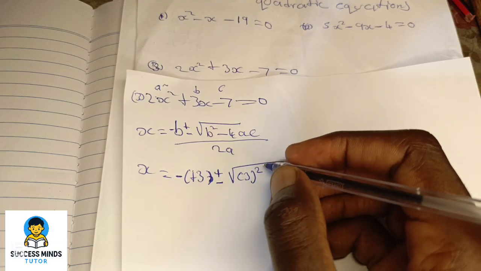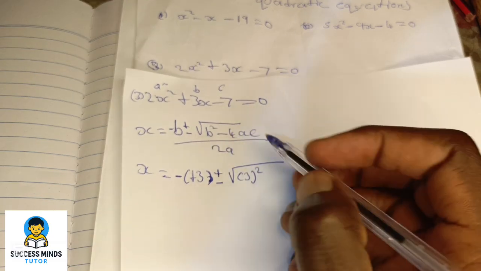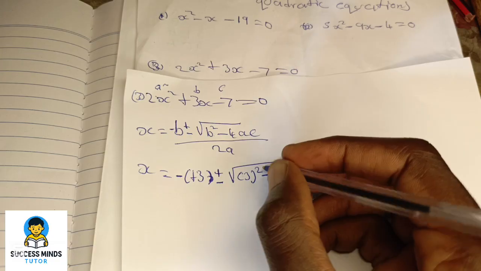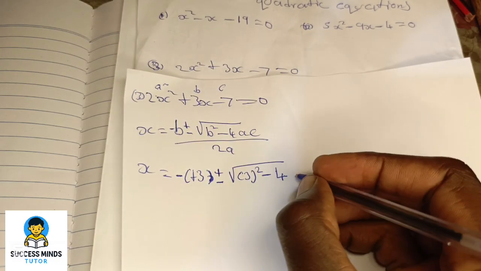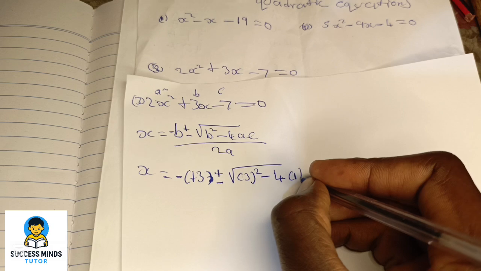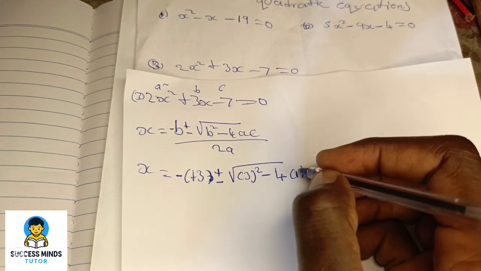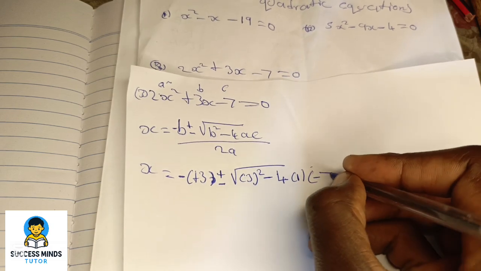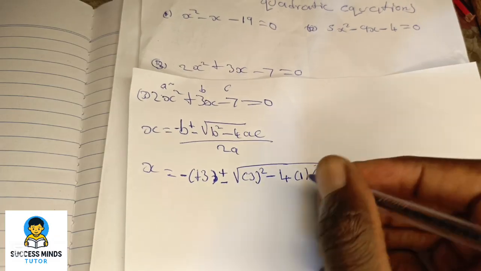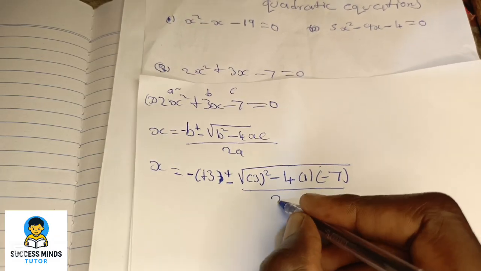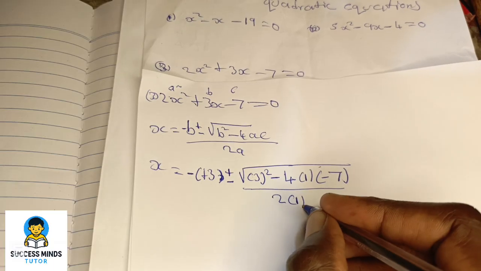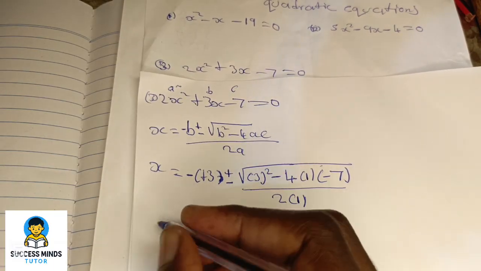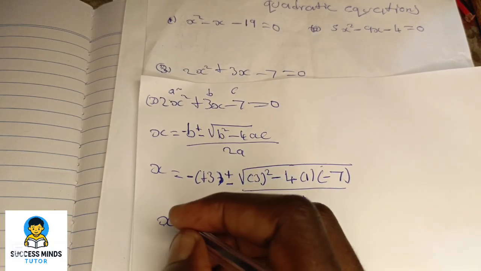So we're going to follow the sign, which is minus 4. What is our first value? It is 1, so we're going to indicate positive 1, okay? Then we have our C, it is negative 7, okay? Over, so here what do we have? We have 2 times our first value, which is 1. So from here, guys, we're going now to work it out, okay?